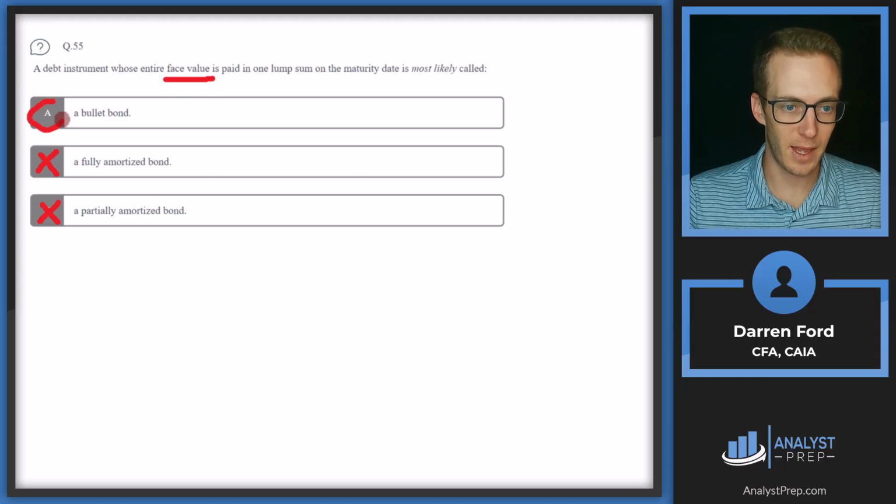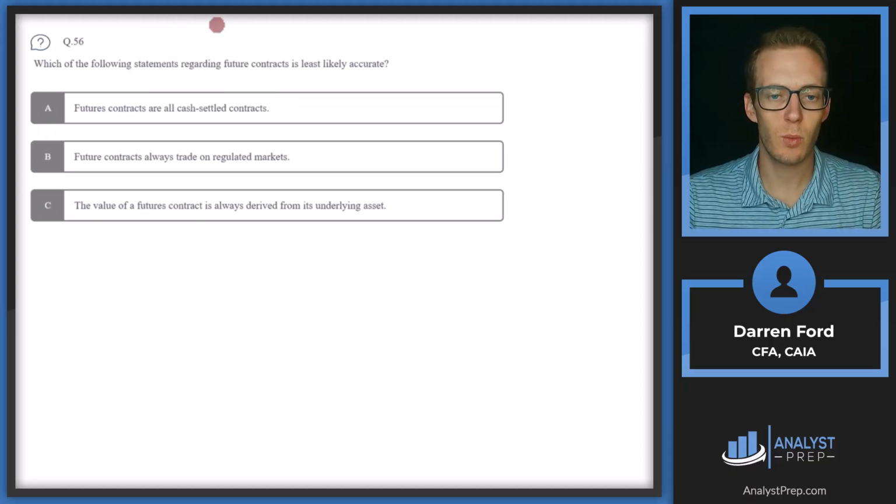And then we'll go with A, which is a bullet bond. And in this case, what we're doing over the life of the loan is probably just paying interest over time. And then we pay the principal back as a lump sum, as described in the question here. So we'll go with answer A here.